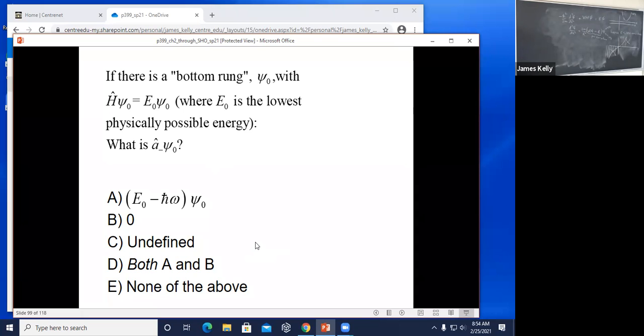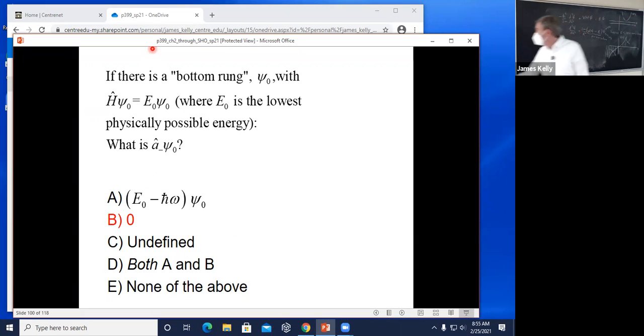So the answer here is, I don't know if I have it marked here. Yes, 0. For a second, I was thinking this said E minus H bar omega being applied to A minus psi 0. And that would actually be true if A minus psi 0 were 0, then A would be true. But since there's no A minus there, then that's not true. So the only correct answer is B here, I think.